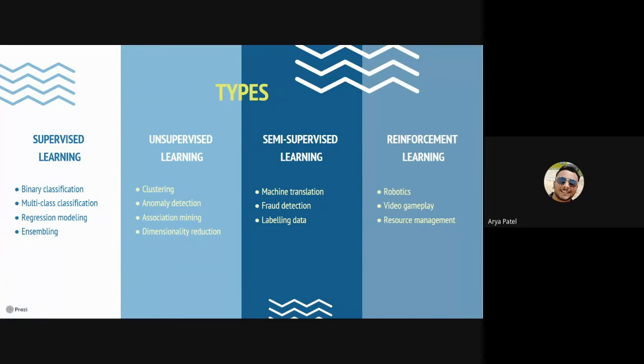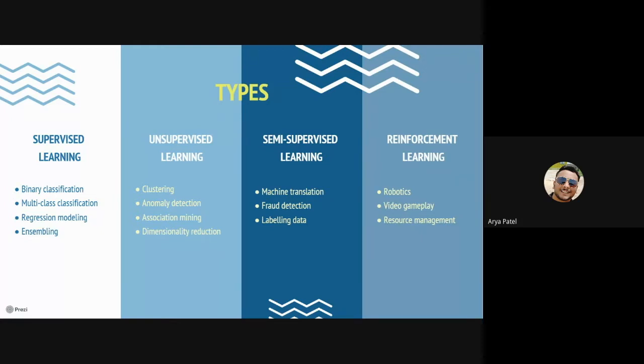The third one is semi-supervised learning. As the name suggests, it is a mixture of supervised and unsupervised learning. It has machine translation, fraud detection, and labeling data. Basically it trains on a labeled data set, and it also gets trained on an unlabeled data set. So it works with both of them very well. And the last one is reinforcement learning.